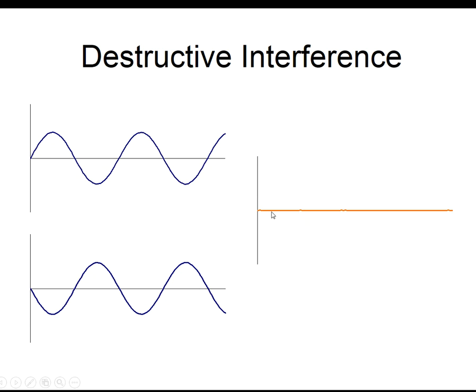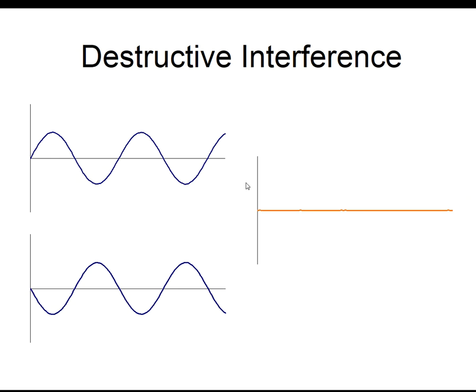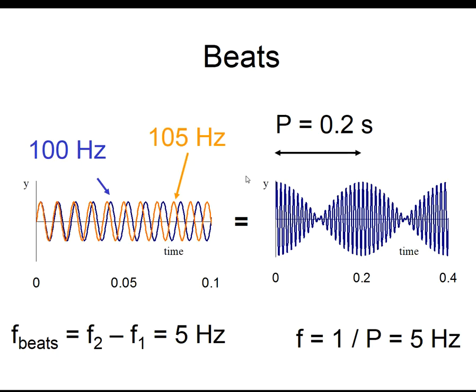If I add these two together, I get something that's almost exactly 0. This is called destructive interference. So the two key terms here are constructive and destructive interference. You can imagine that if you have two waves constructively interfere with each other, the sound that results is going to be louder. In the case of destructive interference, the sound will become quieter.